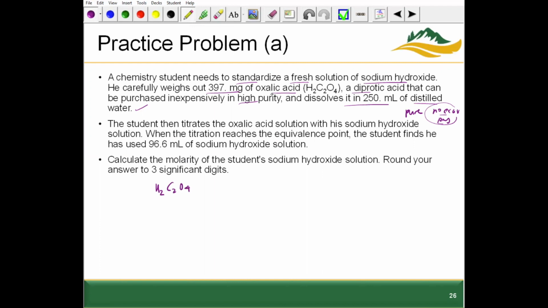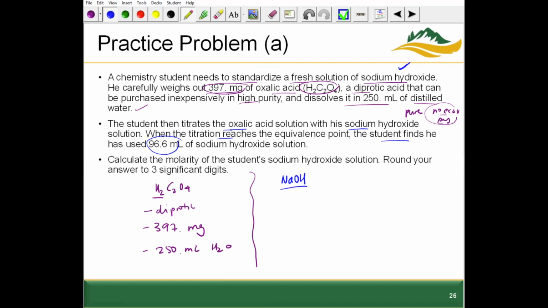So here for oxalic acid, H2C2O4, we're told a few things. We're told it's diprotic, so these two protons can dissociate from the molecule. We're told that we weighed out 397 milligrams of the solid acid and then dissolved that into 250 mL of water. That's all just for our acid, so just starting to get organized here. Then our base is sodium hydroxide. We're told the student then titrates the oxalic acid solution with sodium hydroxide.